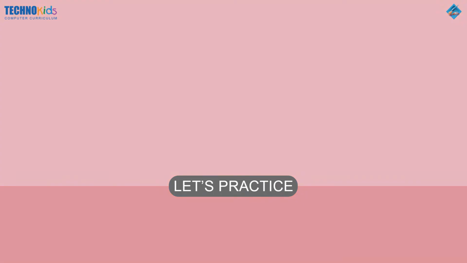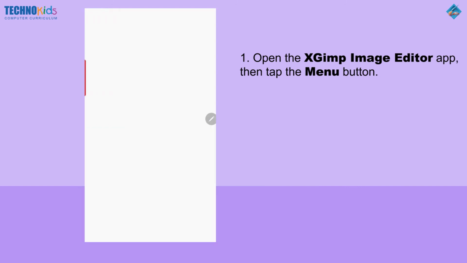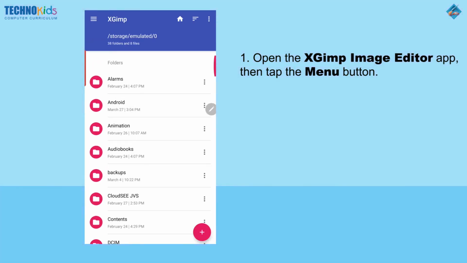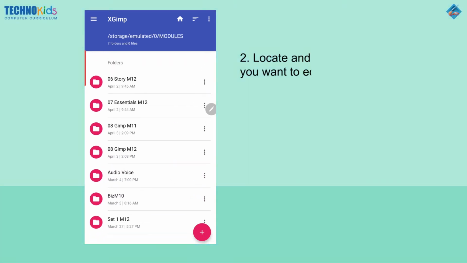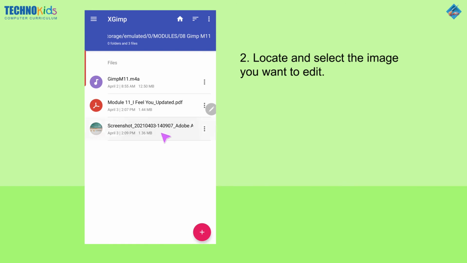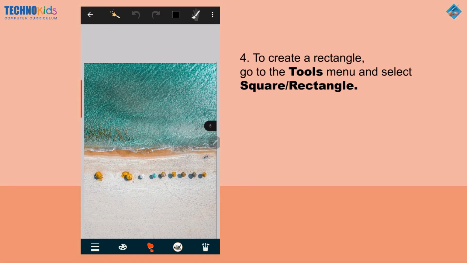Let's practice. Instructions. Number 1. Open the XGimp image editor app. Then, tap the menu button. Number 2. Locate and select the image you want to edit. Number 3. The image should then appear on the canvas. Number 4. To create a rectangle, go to the Tools menu and select Square Rectangle.